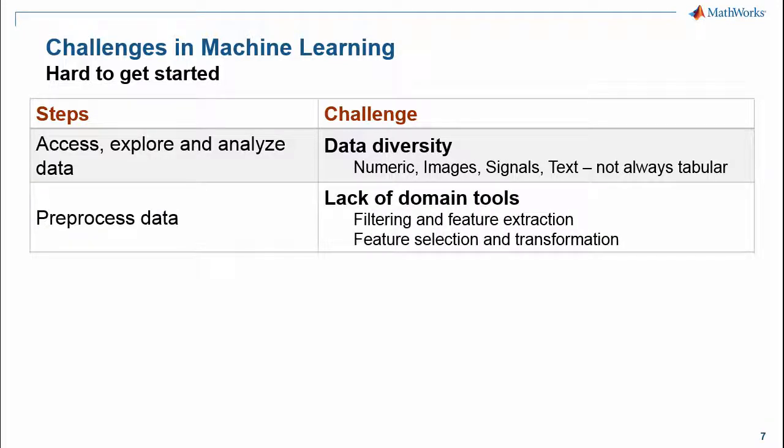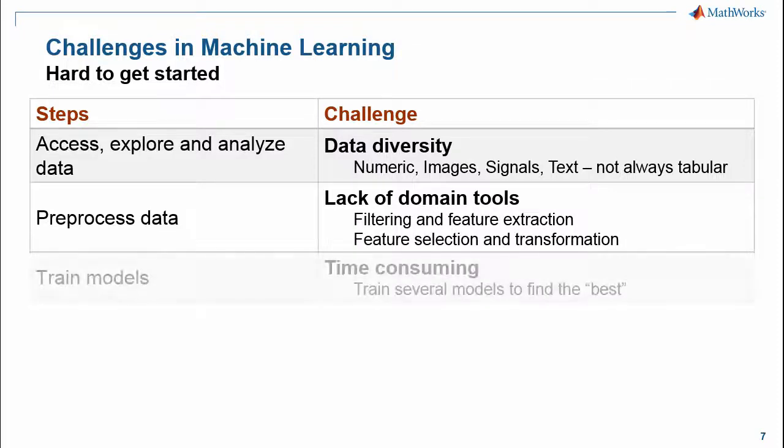Pre-processing data requires domain-specific algorithms and tools. For example, signal or image processing algorithms are required to extract useful features from signal and image data. Statistics algorithms are required for feature selection and feature transformation. We often require tools from multiple domains. And when working with multiple machine learning algorithms, searching for the best model can be a daunting and time-consuming task.